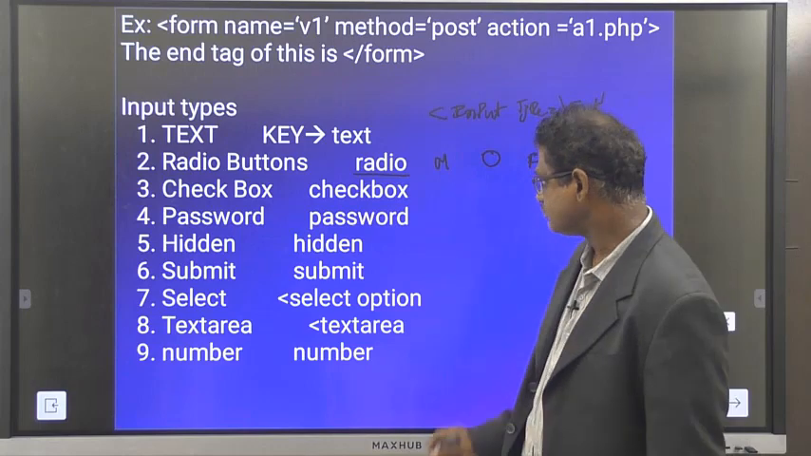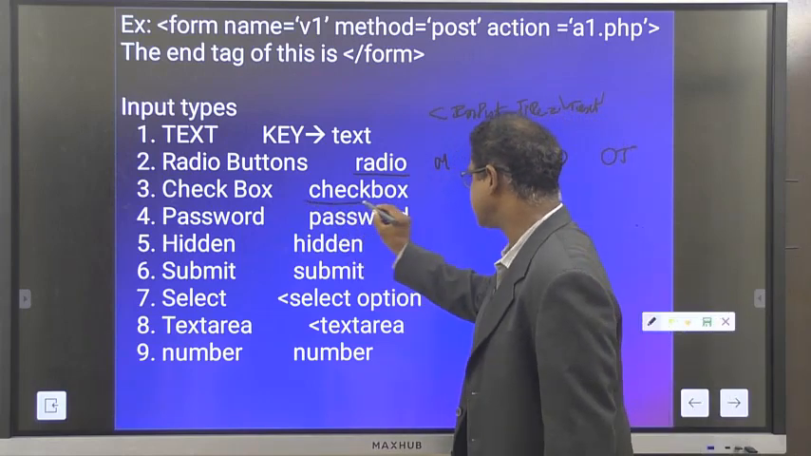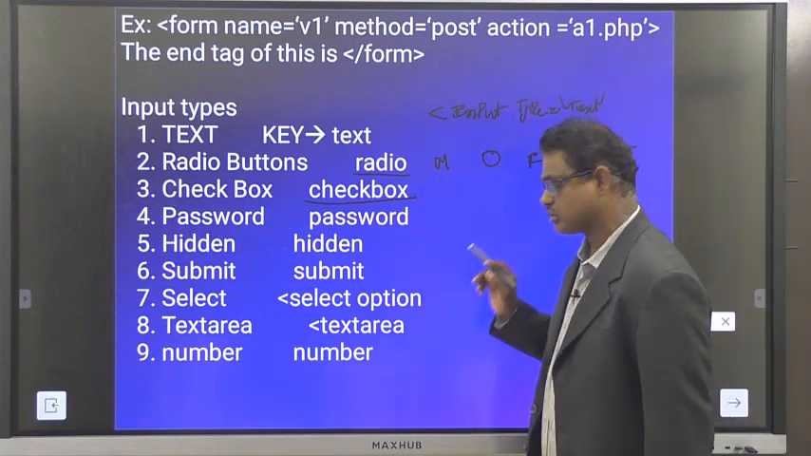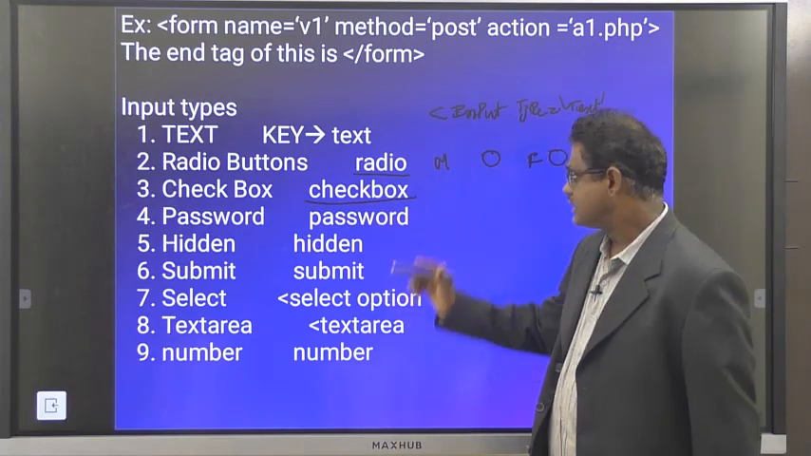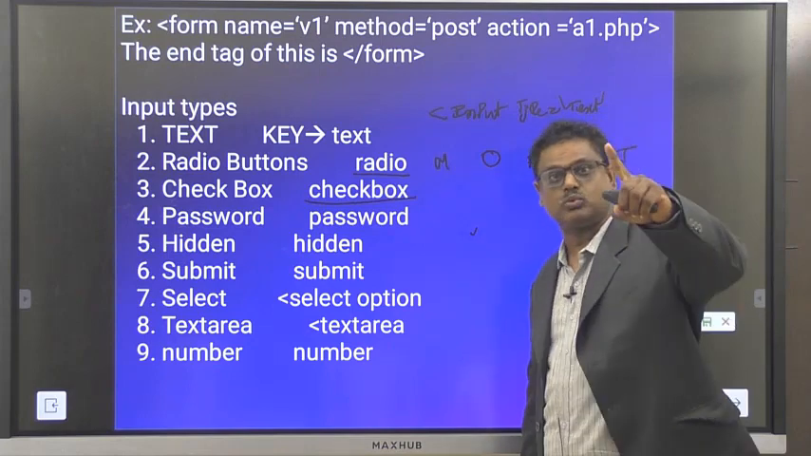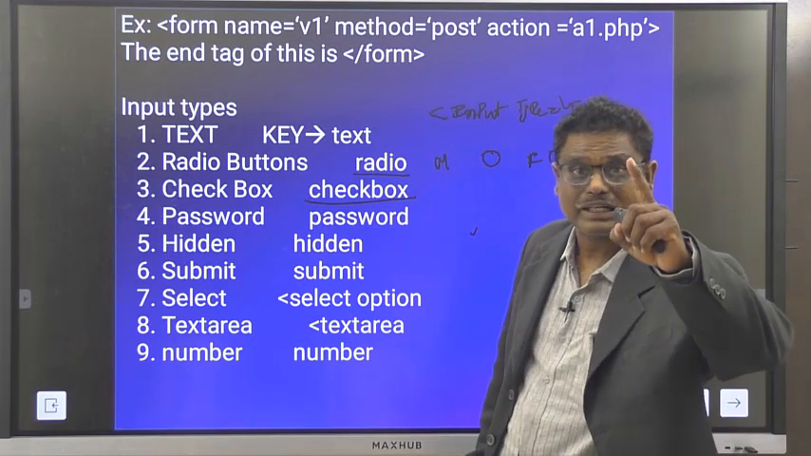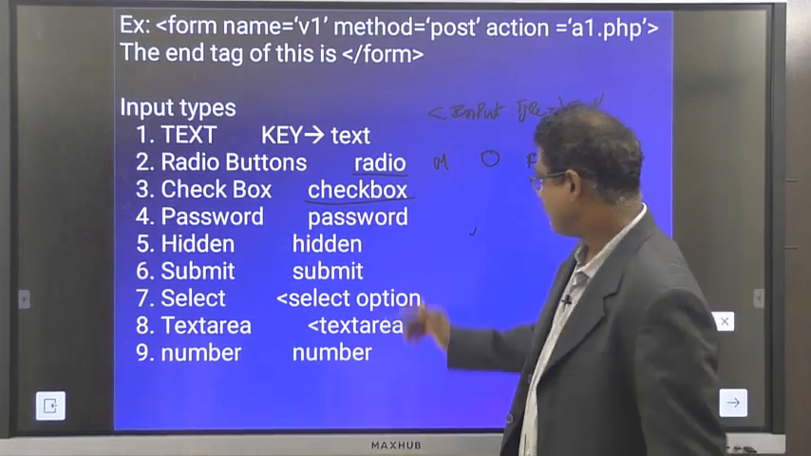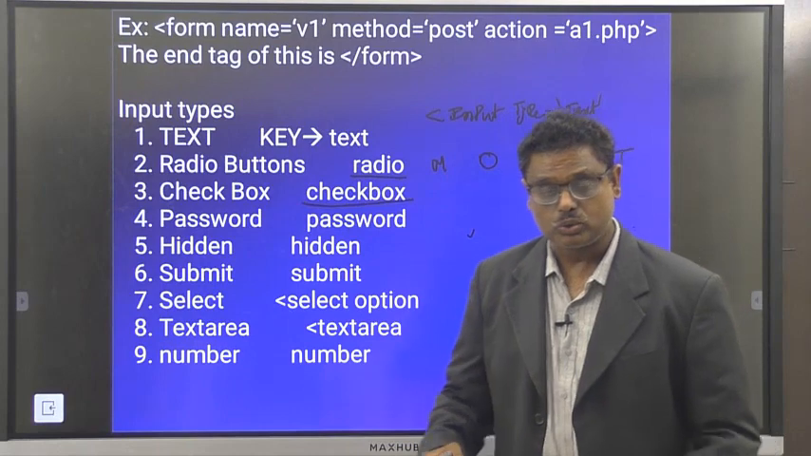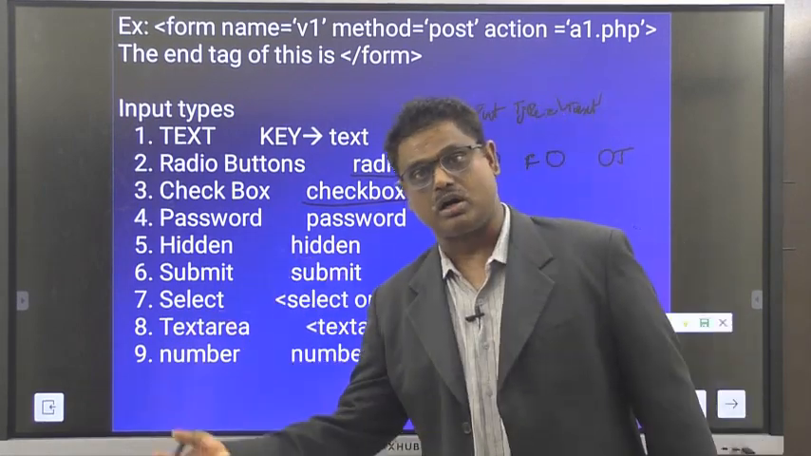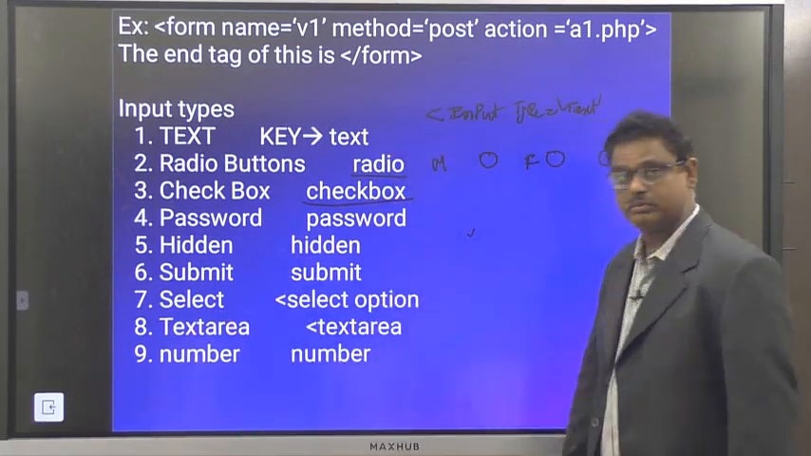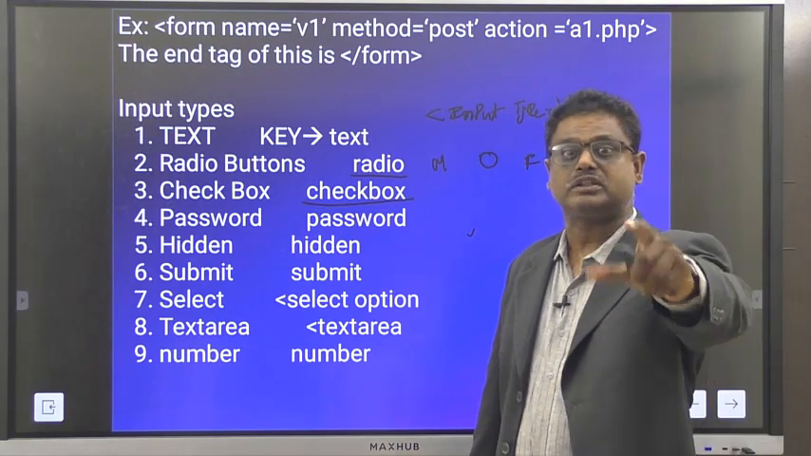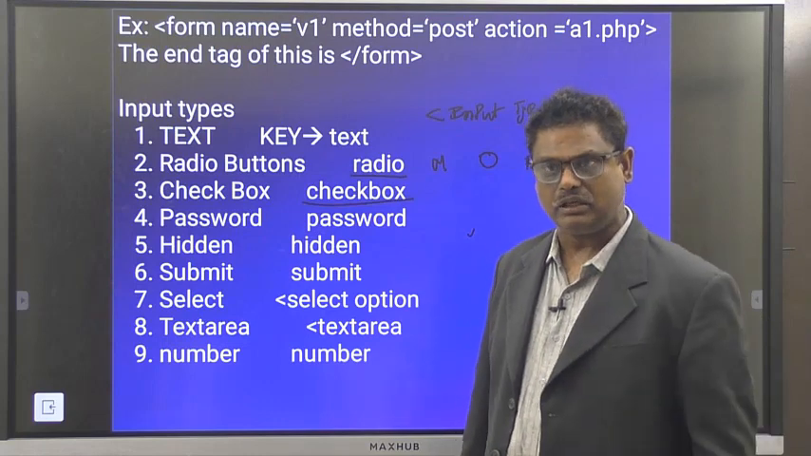Radio button. Then the next one is checkbox. What do you mean by checkbox? Checkbox means, the radio button selects only one, my dear friend. It selects only one among a small set of options. But checkbox is used to select more than one. That means, for example, what are the different types of vehicles you have? Do you have a bicycle?